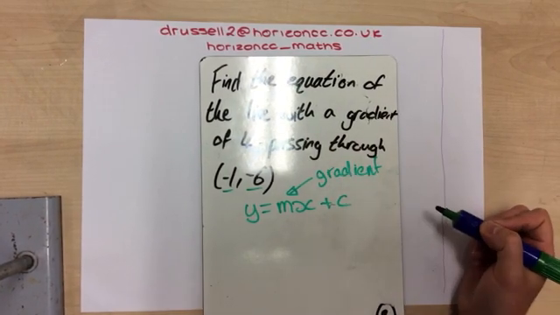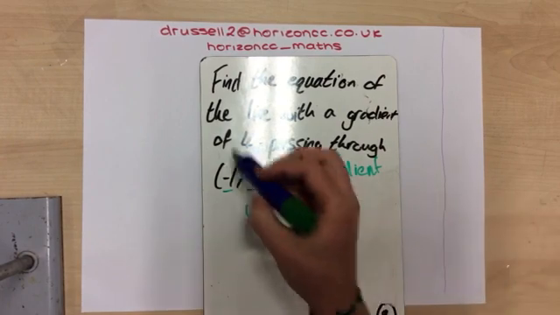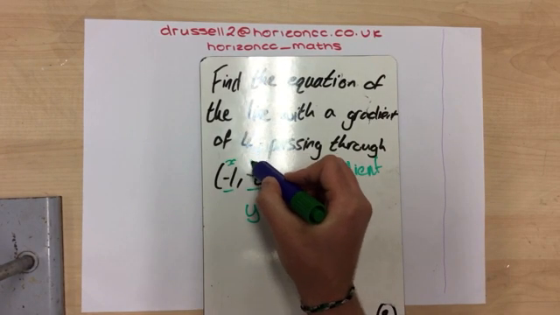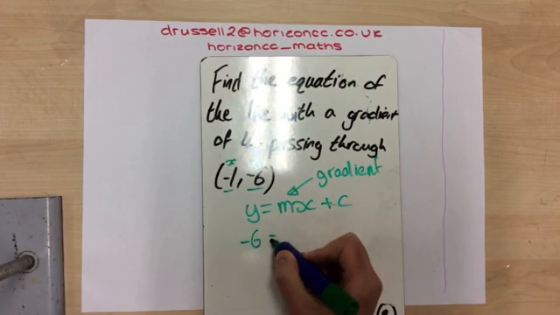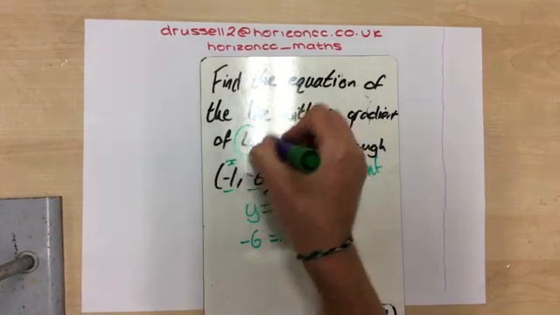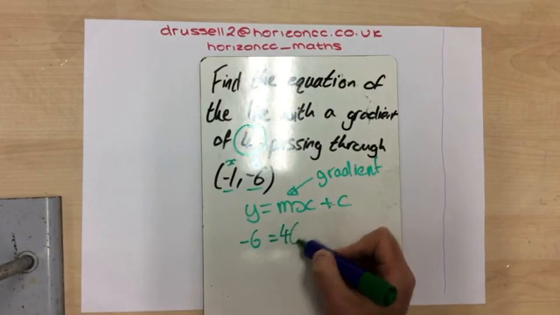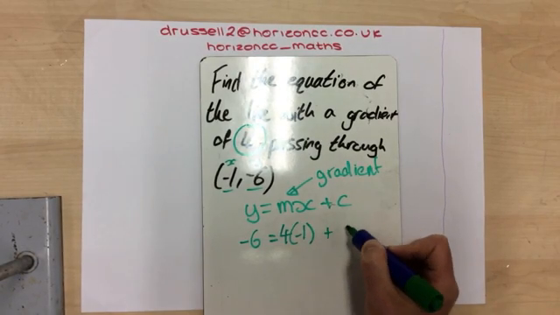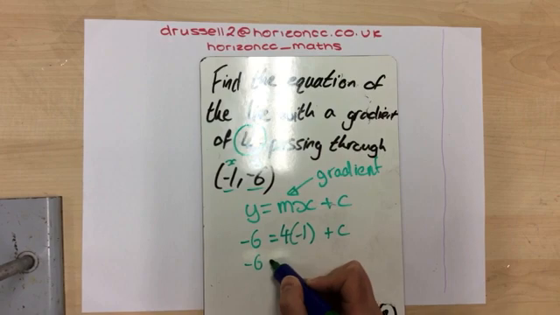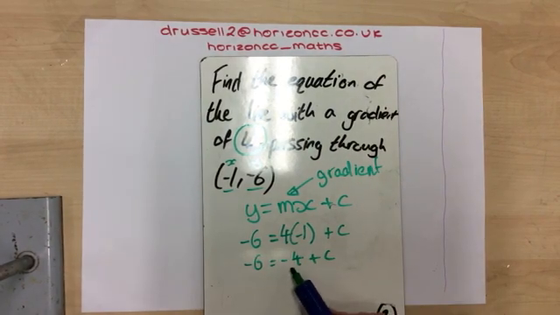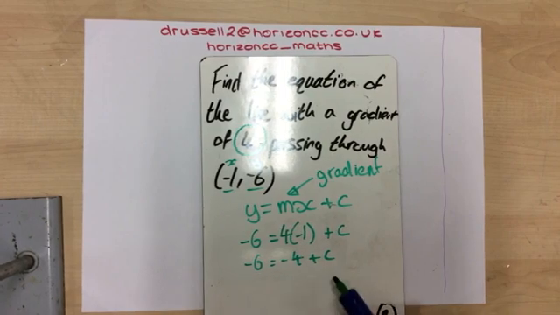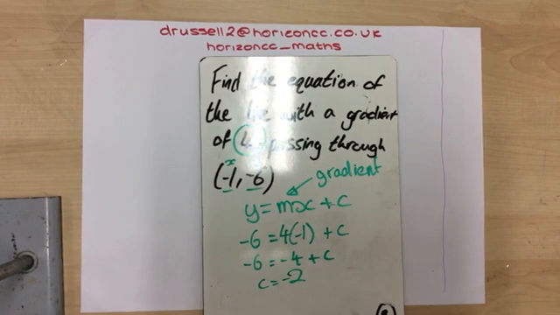Right, I can now substitute in the numbers that I've been given. I know that this is my x coordinate, this is my y coordinate. So if I replace those, I've got -6 equals, well, the gradient is here, 4, lots of -1, plus c. So I can say -6 equals -4 plus c. Well, to go from -4 to the -6, to keep them balanced, keep them equal, c must have been -2.